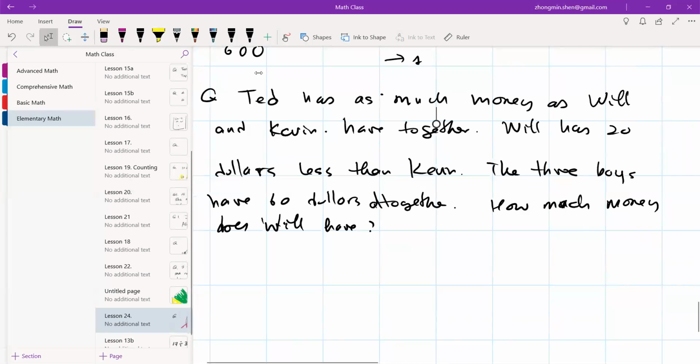All right, so let's do it this way. I want to see the total, you see, $60. So forget Ted, right? Kevin and Will. So their total, how much, right? They have a $30 total. And Will has $20 less than Kevin.